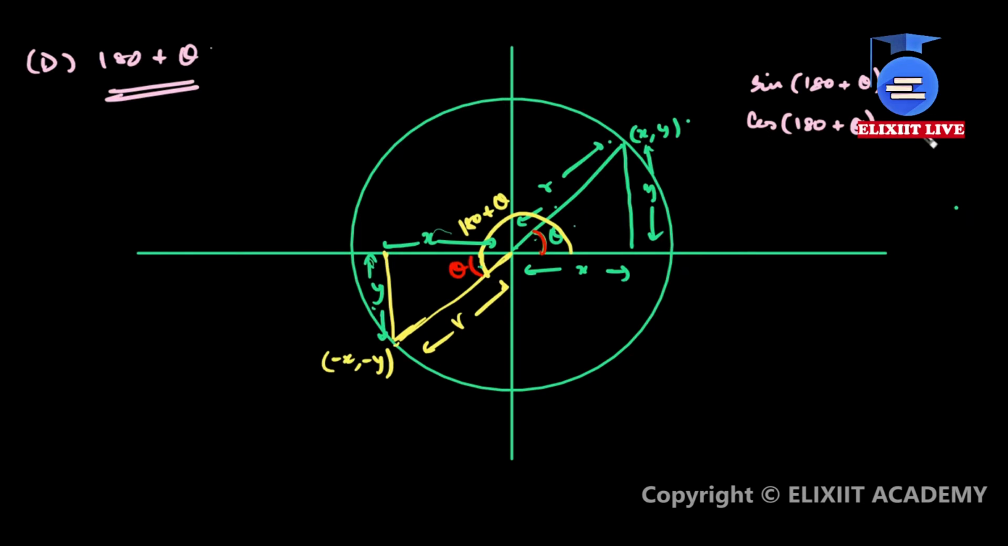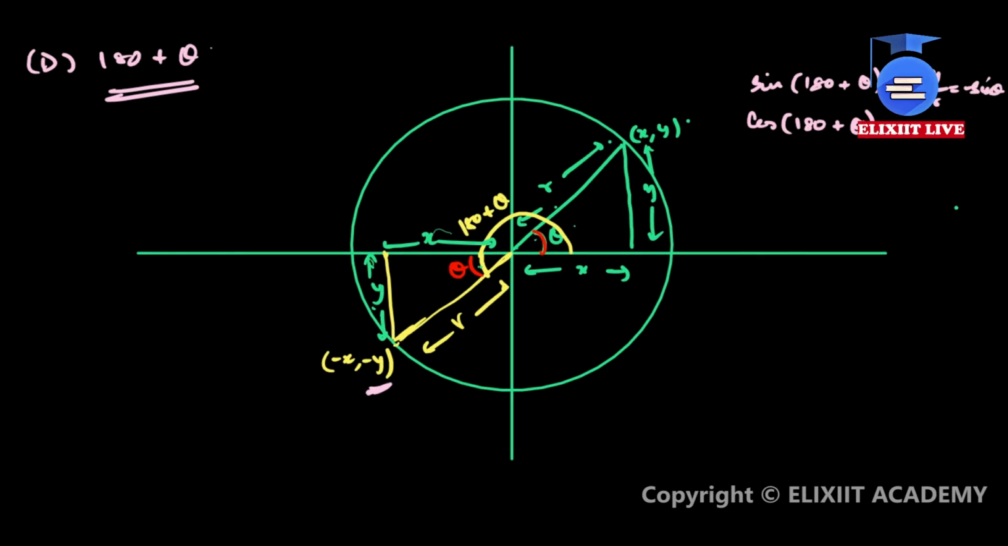What is sine 180 plus theta? Now we can see from this diagram, it will be minus y by r, perpendicular by hypotenuse. The perpendicular is y, and y is negative in this case, so the y coordinate is minus y, giving minus y by r. Now y by r is sine theta, so minus y by r means minus sine theta. So we have got this formula: sine 180 plus theta is minus sine theta.